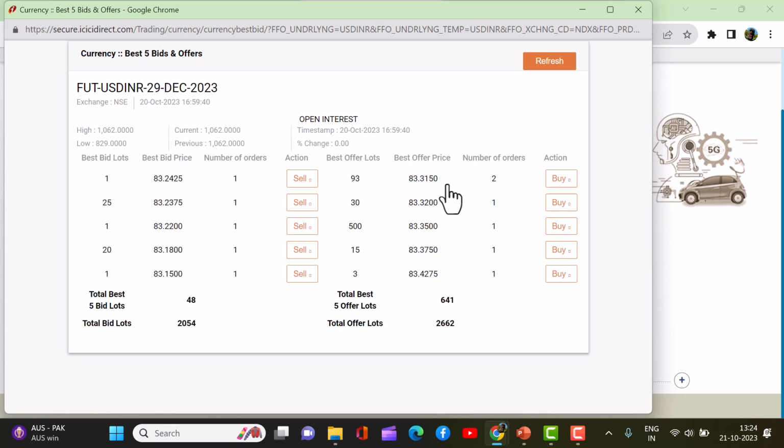Then I have to put these two prices: 93 at this price and 7 at this price. So that means this order will go up, and from this the 7 order will go up, and my order will get executed. Is that okay? Have you got it? Is it clear? Is it clear to you?